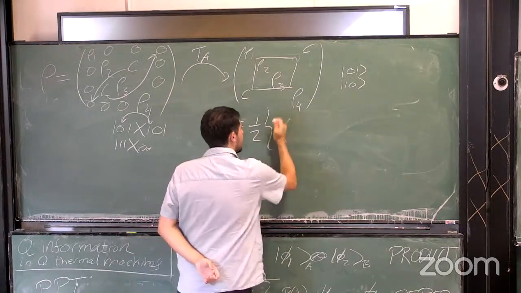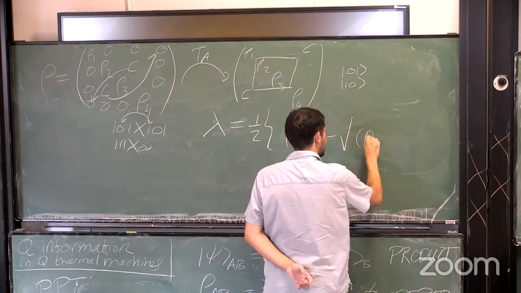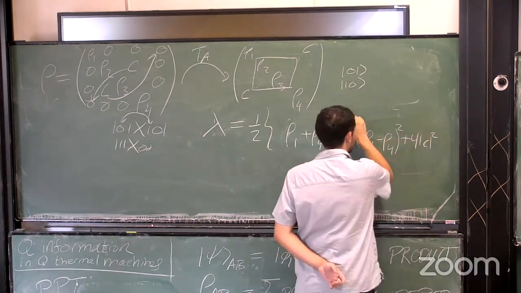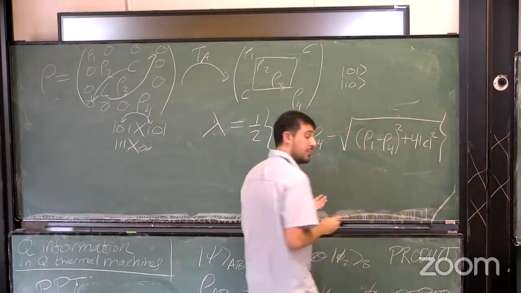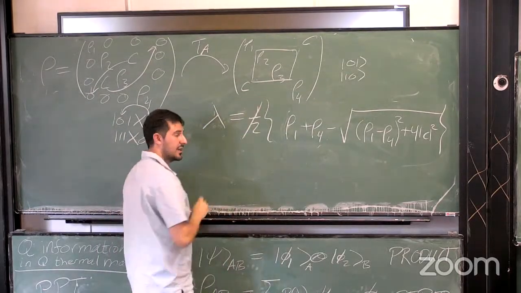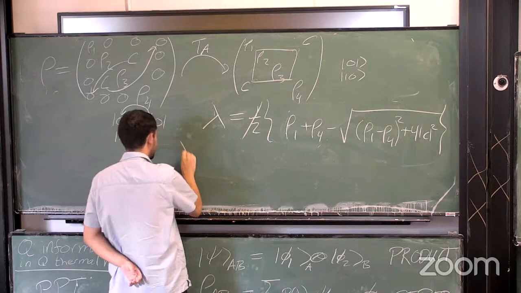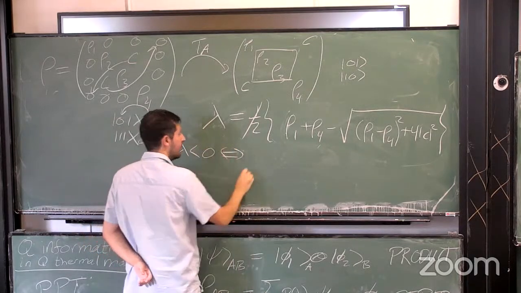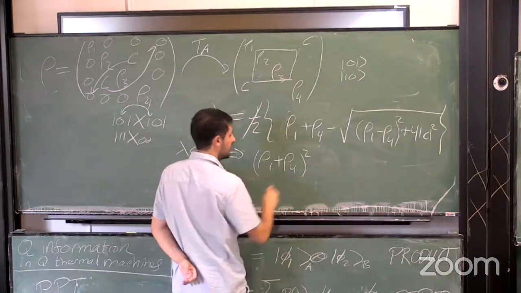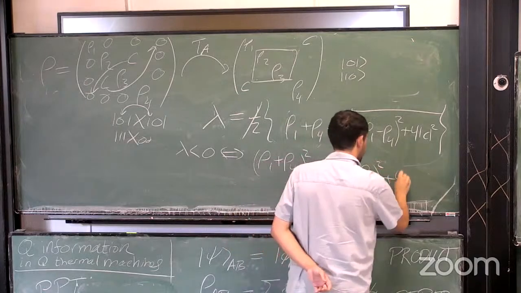So you get, let's see, rho 1 plus rho 4, and then minus the square root of their difference squared, plus 4 times the magnitude of the coherence squared. And what we want is for this thing to be negative to characterize entanglement. So if it's going to be smaller than 0, we can just forget about this factor. And then we could just move one thing to the other side and say that this condition, that lambda is smaller than 0, is equivalent to rho 1 plus rho 4 squared, it has to be smaller than rho 1 minus rho 4 squared plus 4 coherences squared.